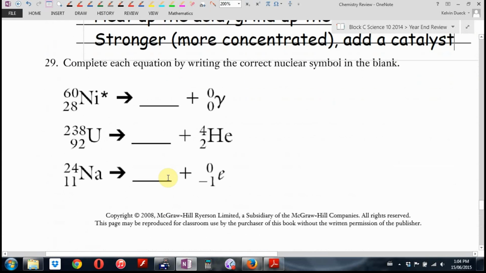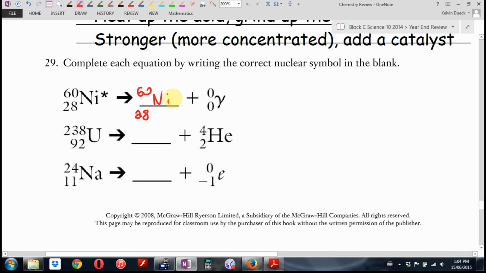Some radiation. Complete each equation by writing the correct nuclear symbol in the blank. What does this little star mean? This was gamma radiation and energy. So it's going to be the same 60 mass, the same 28, the same nickel, but it's given off a gamma particle. Which is the most dangerous form of radiation? Which goes through the most stuff? Alpha, beta, or gamma? Gamma. The Hulk is right, except you won't turn into the Hulk.